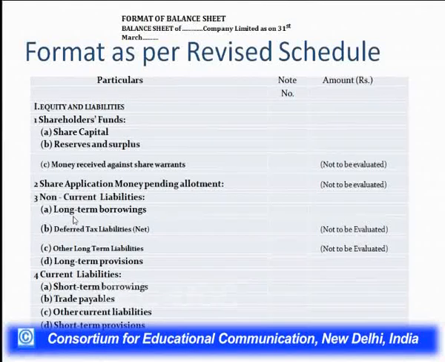So we have a couple of items. Let's have a look at the slide. Under non-current liabilities, the first item we have is long-term borrowings. We will discuss what all falls under this head. The second is deferred tax liability, and again the third column says not to be evaluated.